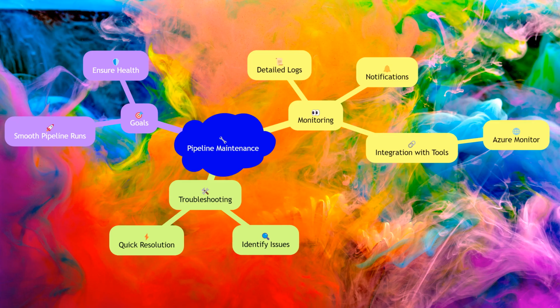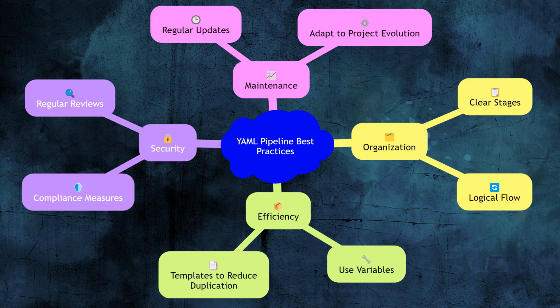Monitoring and troubleshooting are essential for maintaining the health of your pipelines. YAML pipelines provide various tools and features to help you monitor pipeline runs, identify issues, and troubleshoot problems. This includes detailed logs, notifications, and integration with monitoring tools such as Azure Monitor. By actively monitoring your pipelines, you can quickly detect and resolve issues, ensuring that your pipeline runs smoothly.